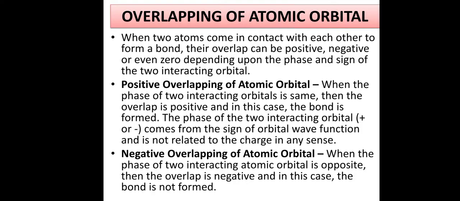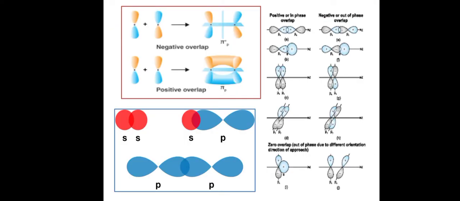When two atoms come close to each other, there is overlapping of atomic orbitals. The overlap may be positive, negative, or zero. Here it is shown: the positive, negative, and zero overlap. The various arrangements of s and p orbitals resulting in positive, negative, and zero overlap are shown in the slide.